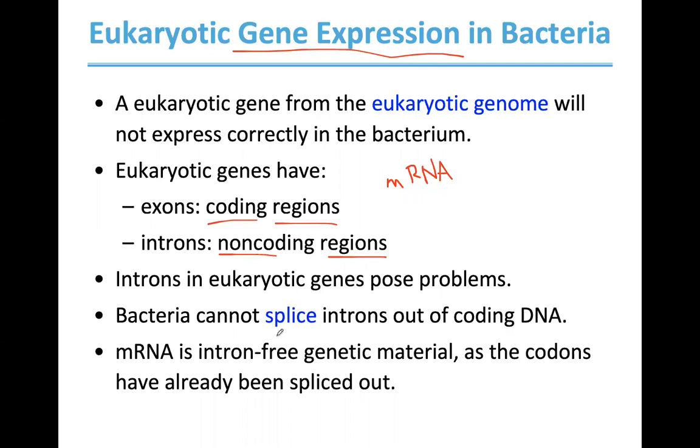And so specifically, because bacteria cannot take out these introns from coding DNA, before we can express a gene in bacteria, we have to prepare a messenger RNA which is intron free. So we have to feed the bacteria with intron-free messenger RNA before we can produce a particular protein.